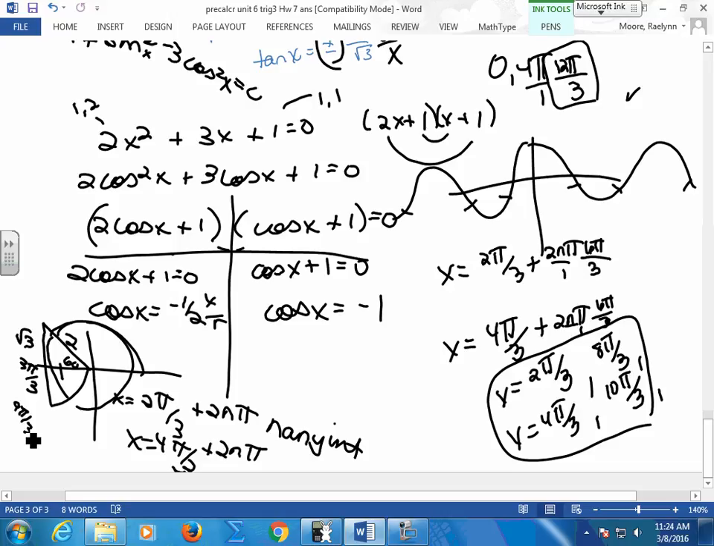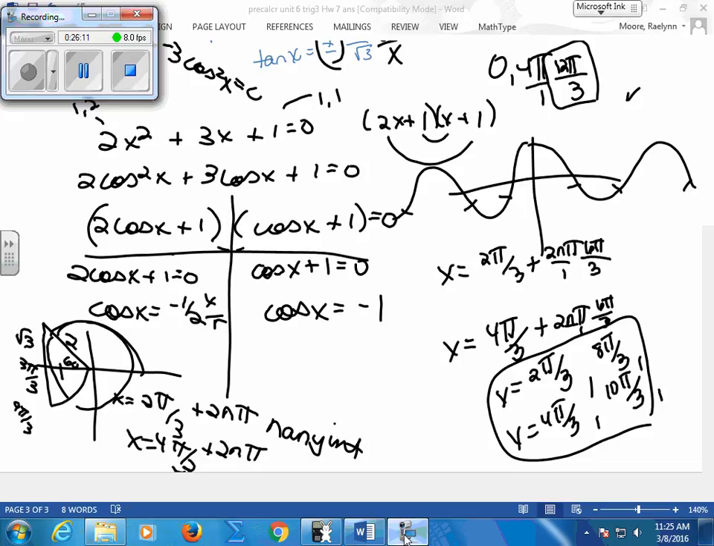Which one short of 9 pi? 8 pi over 3. Which one after 9 pi over 3? 10 pi over 3. Could I do it that way too, since I'm only going one more time around? Yep. But I decided to do that just in case you have other ones where you have to add and subtract. They're all factorable. All of them are factorable. You don't have to use the quadratic equation.